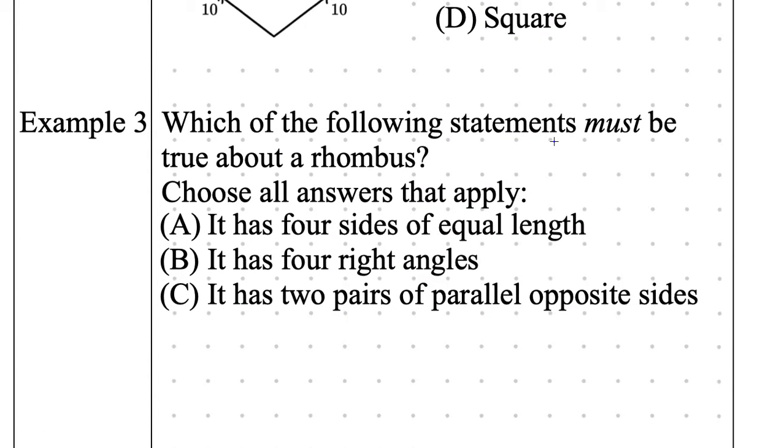Which of the following statements must be true about a rhombus? And we're choosing all answers that apply, which means we could choose A, B, and C if we wanted to. All right, again, we're reading these. It has 4 sides of equal lengths, okay? It has 4 right angles. It has 2 pairs of parallel opposite sides.